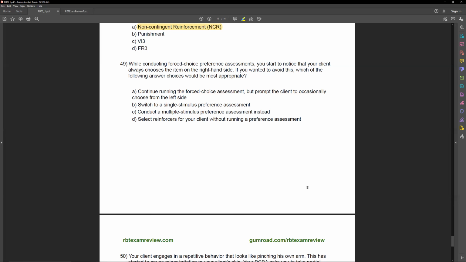Because you're only giving them one item and you're recording their interaction. So switching to a single stimulus preference assessment seems like a really good idea.